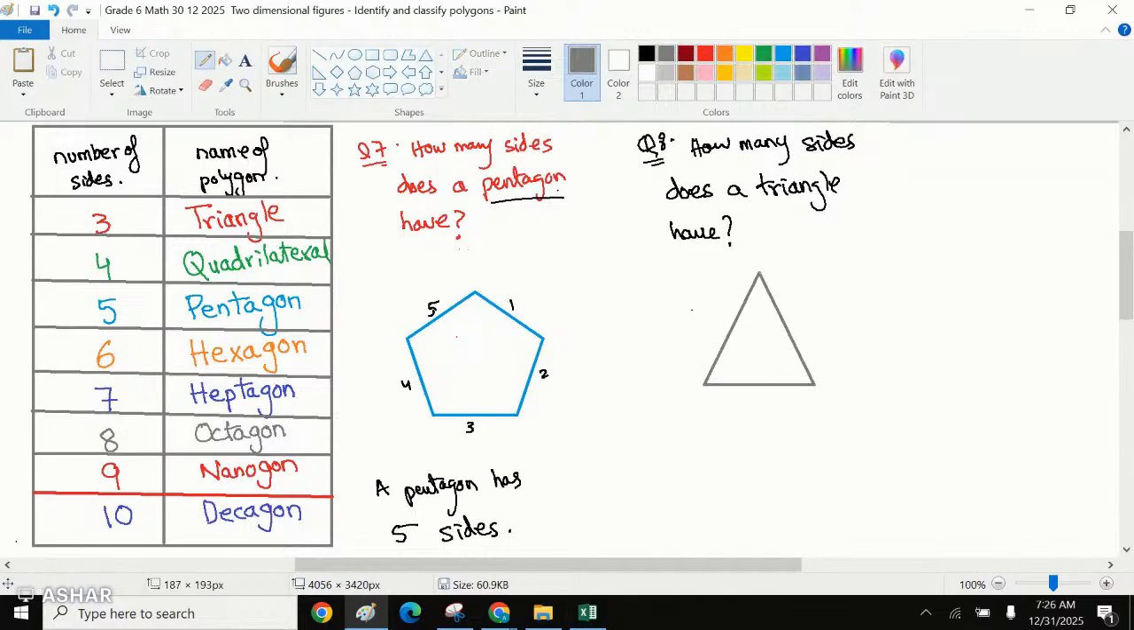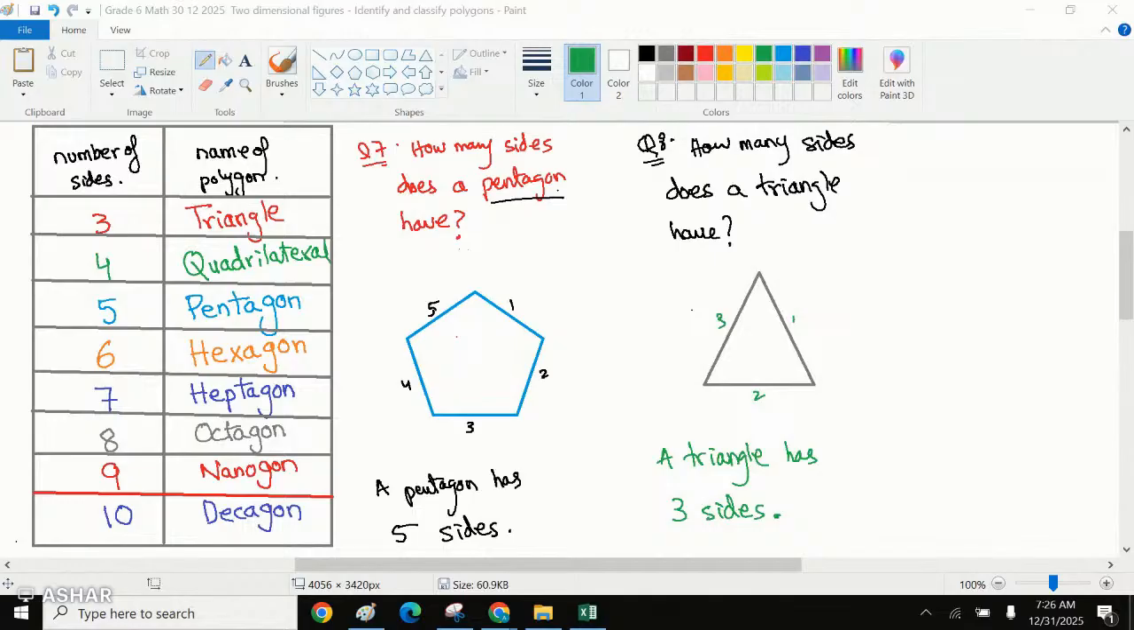This is a triangle, and we can always count the number of sides. 1 side, 2 sides, and 3 sides. We already know from the grid as well. So we can say a triangle has, tri means 3, has 3 sides. This is a simple answer, right? A polygon with 3 sides is known as a triangle. So how many sides does a triangle have? A triangle has 3 sides.